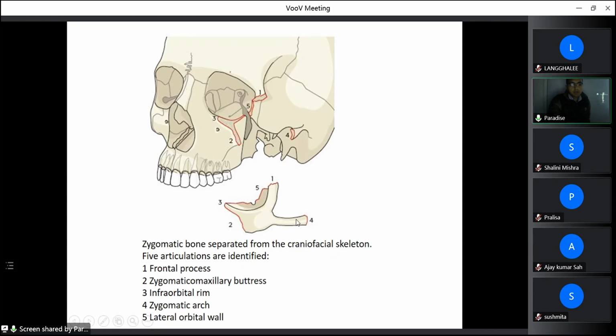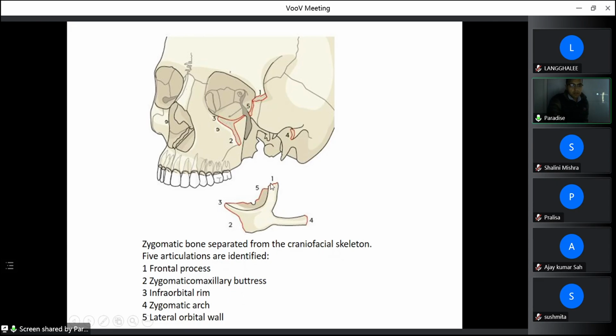So the zygomatic bone is separated from the craniofacial skeleton. It has 5 articulations. Though it articulates with 4 bones, there are 5 articulations. With the maxilla, it articulates at 2 different positions: one at the zygomatic maxillary buttress, another at the infraorbital rim. With all other bones, it forms articulation at only 1 place, but in case of the maxilla, it forms the articulation at 2 places. Okay, that's why it has 5 articulations.